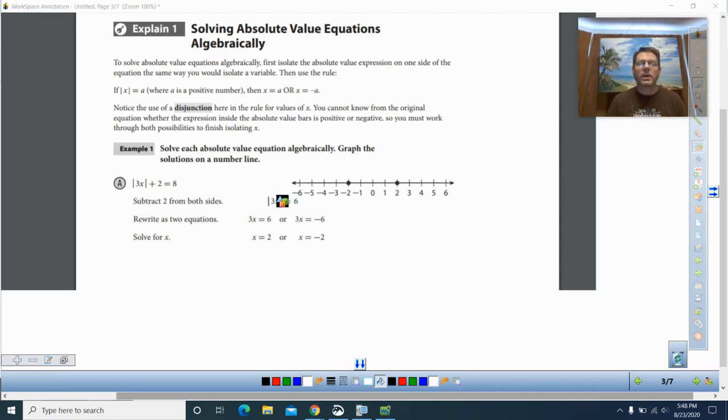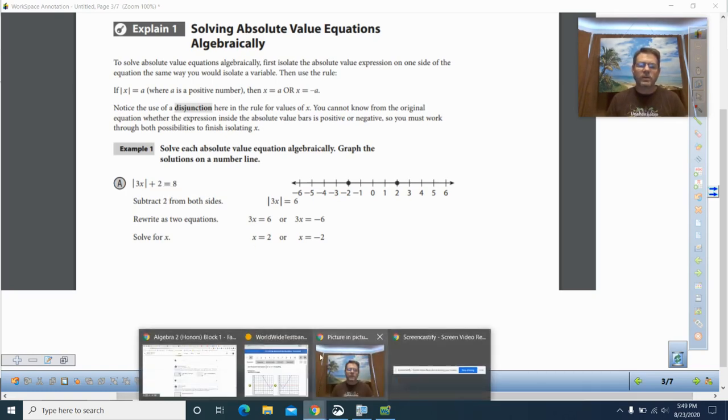So 3 times negative 2, well, that's negative 6. And when you take the absolute value of negative 6, it's positive 6, because absolute value is always the distance from 0. Okay? And so what does that look like? Well, they plotted these on a number line, negative 2 and positive 2, because these are both the solutions to this absolute value equation.